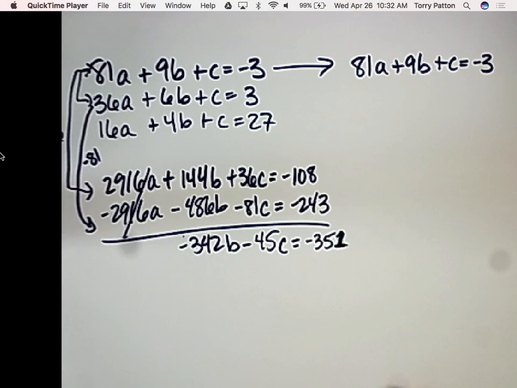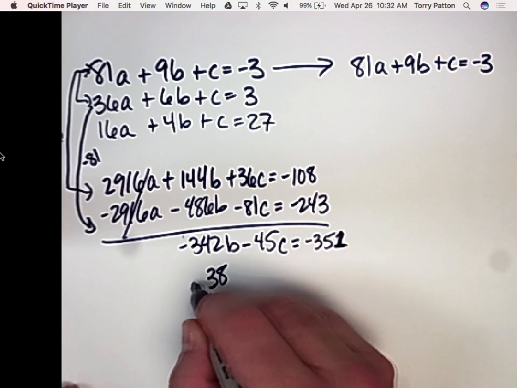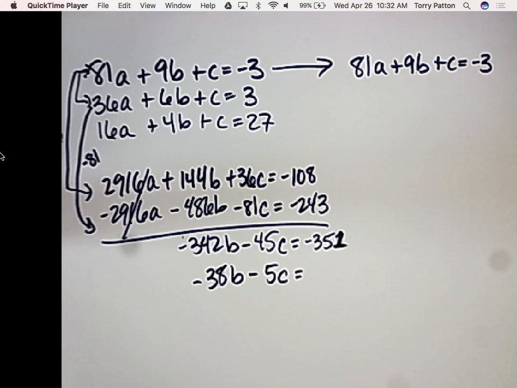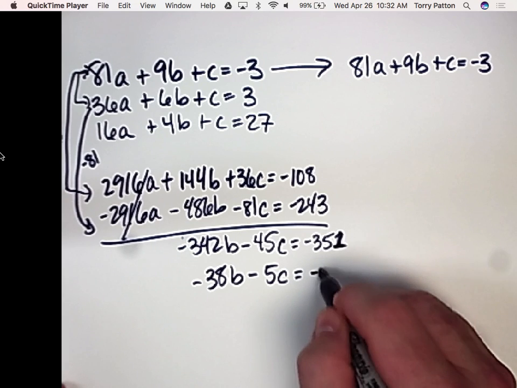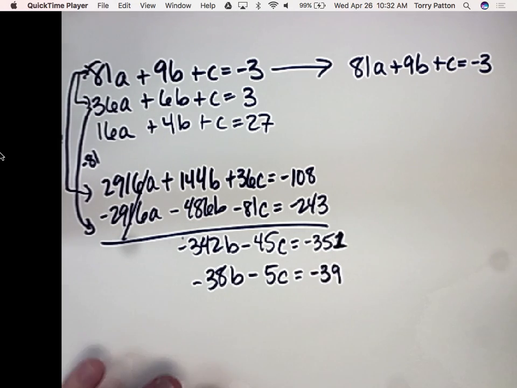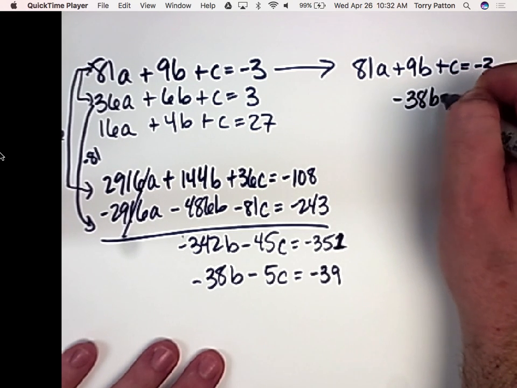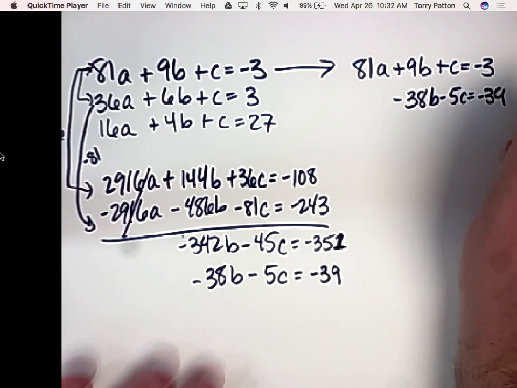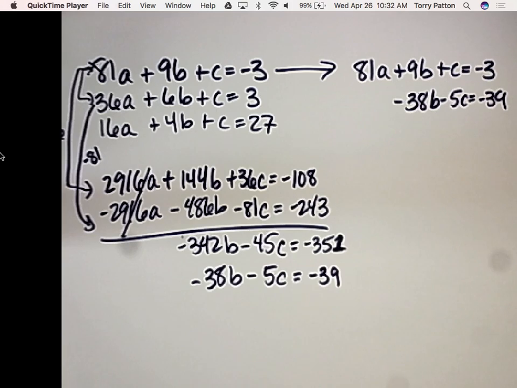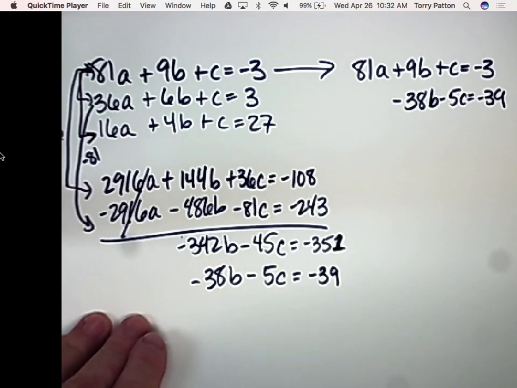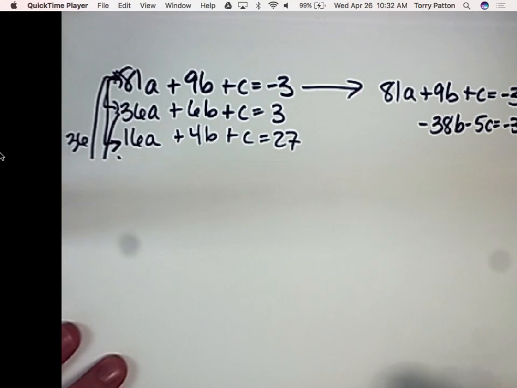Okay? Now 9 goes into all those. So if you divide 342 by 9, you get 38b minus 5c equals negative 39. Okay, so that's your next equation. Then what do we do? Use first and third to eliminate a. Okay? So first and third to eliminate a.